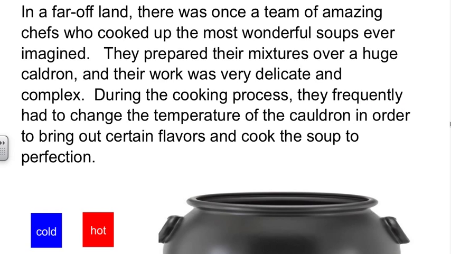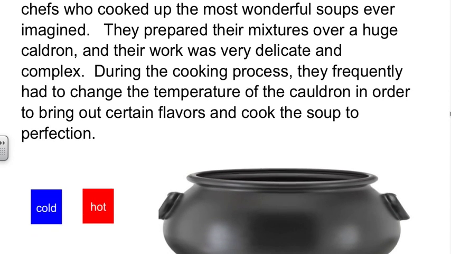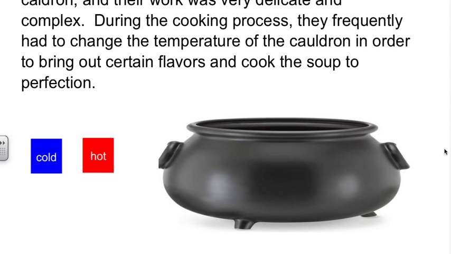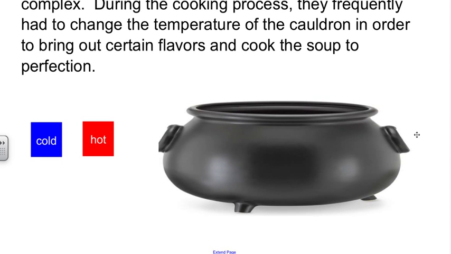All right, so let's talk about how we add these numbers together. Adding numbers with the same sign is actually fairly easy, but we're going to start with a story here. I will read it to you, and it'll help us later on when we're discussing other things in class as well. In a far-off land, there was once a team of amazing chefs who cooked up the most wonderful soups ever imagined. They prepared their mixtures over a huge cauldron, and their work was very delicate and complex. During the cooking process, they frequently had to change the temperature of the cauldron in order to bring out certain flavors and cook the soup to perfection.